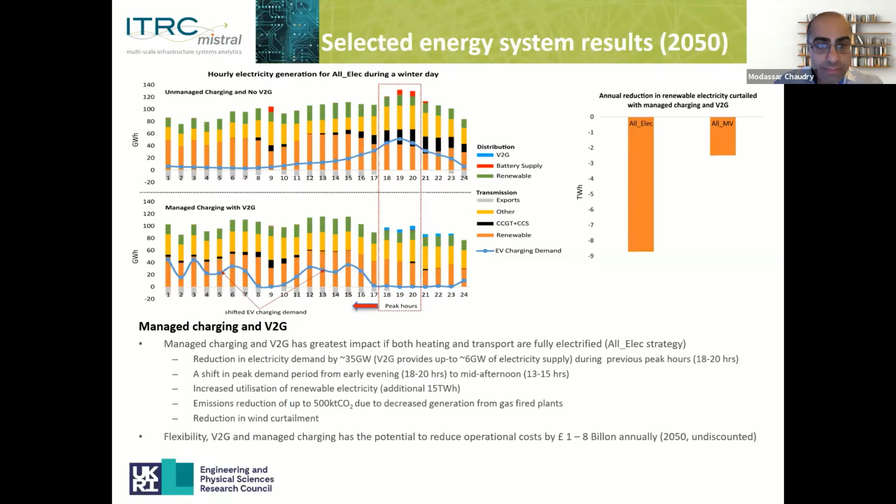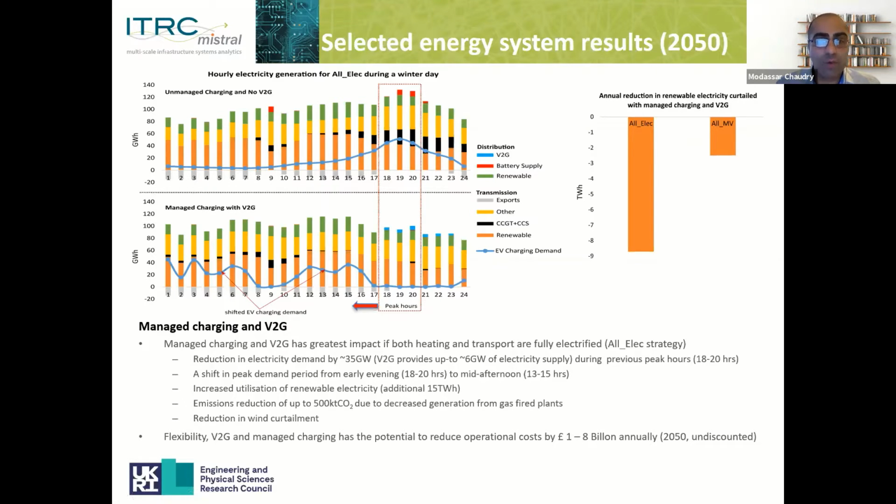Okay, so that's unmanaged charging. So what happens when we have managed charging and V2G services? Now, the diagram on the left illustrates the electricity generation over a 24-hour period during a winter's day. The top diagram is the case with unmanaged charging and no V2G, and the bottom diagram is a corresponding case with managed charging and V2G.